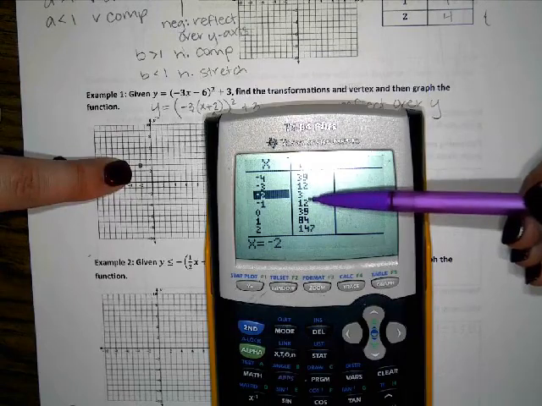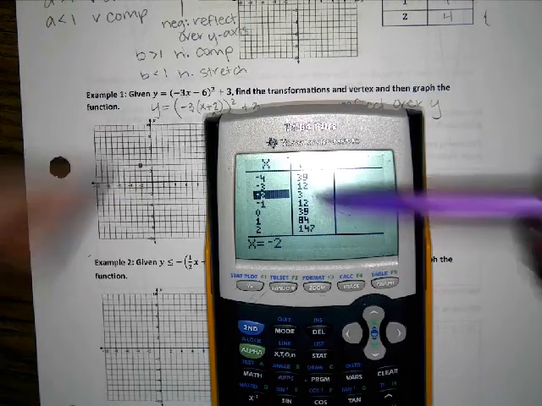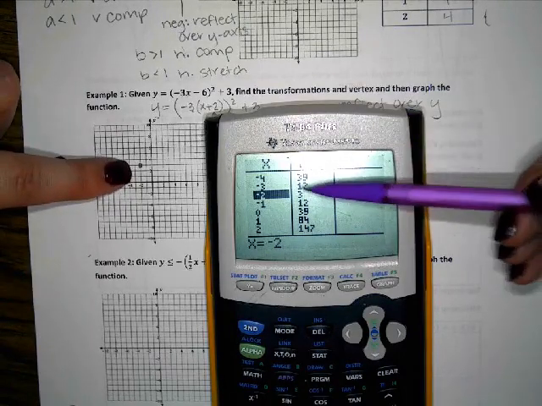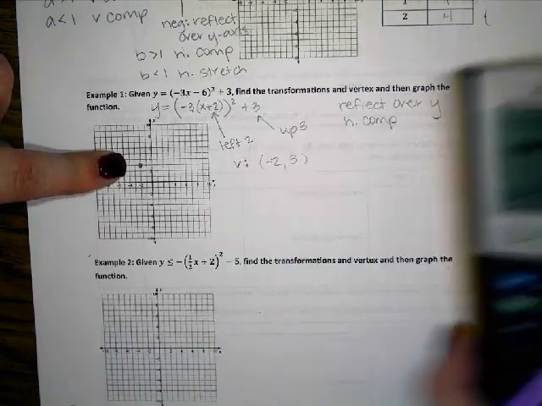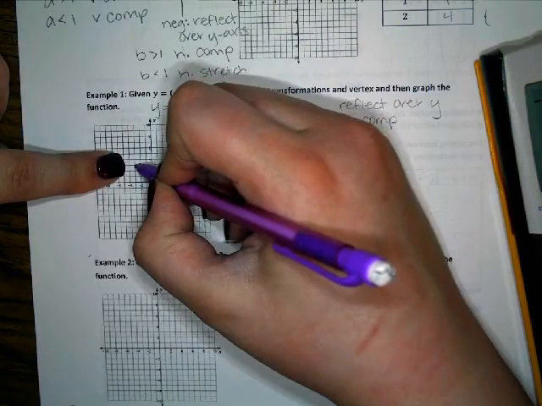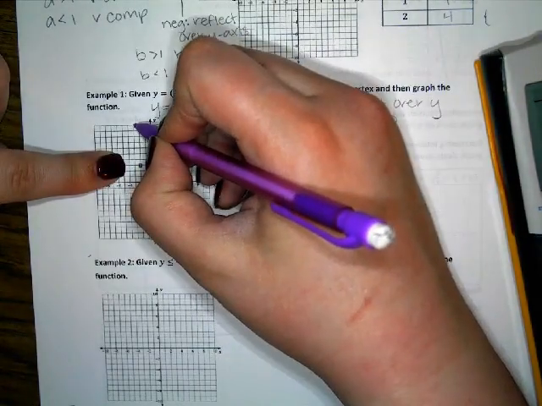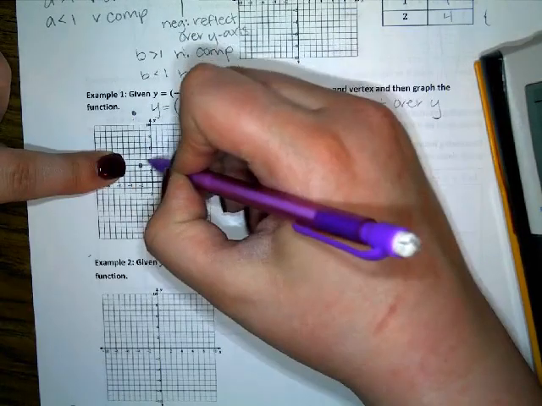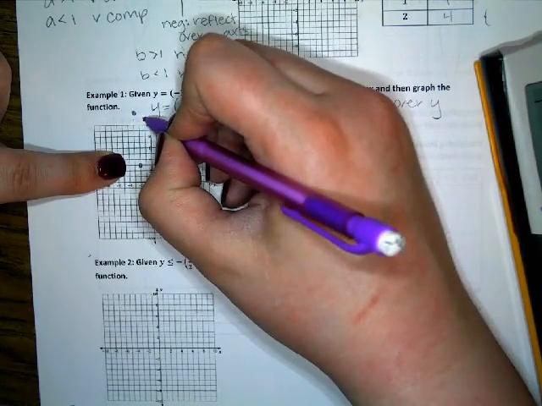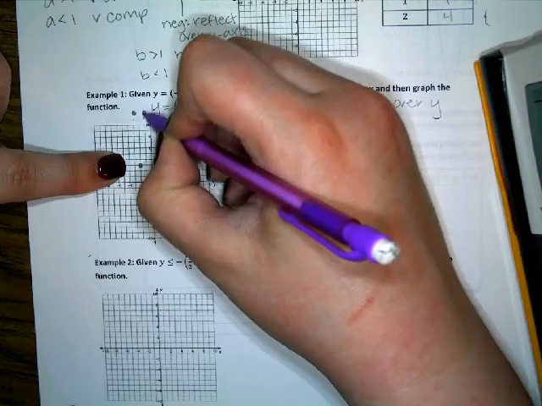12 isn't too bad as far as being off the graph. So we're going to do negative 3, 12 and negative 1, 12. Negative 3, 12, negative 1, 12. There we go.